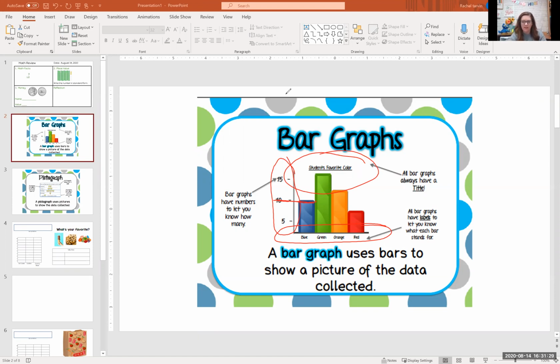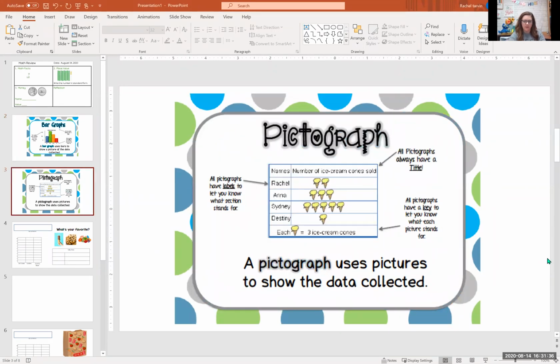All right, let's look at another type of graph. We have here a pictograph. A pictograph uses small pictures to tell you about your data. So in this graph, I can tell up here that it's about the number of ice cream cones that these people sold. So this is our title. The title of this graph is Number of Ice Cream Cones Sold.